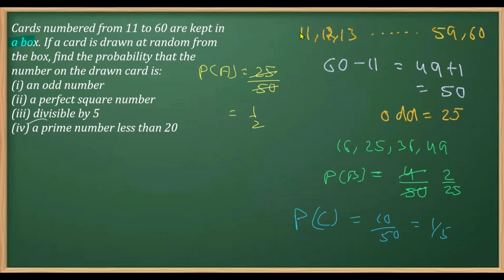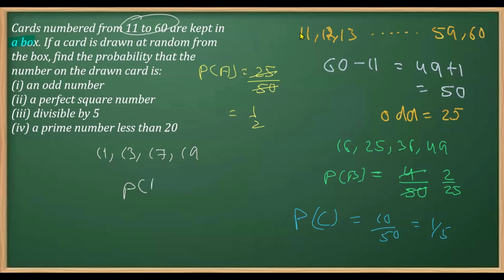What does it say? A prime number less than 20. So less than 20, but it has to be 11 or more than 11. Why? Because the cards are numbered from 11 to 60 and not 1 to 60. So 11 is a prime, we are starting from 11. The next prime is 13. After 13, 15 is not, 16 is not, 17 is prime, 18 is not, and 19 is prime. But then we have to take less than 20.